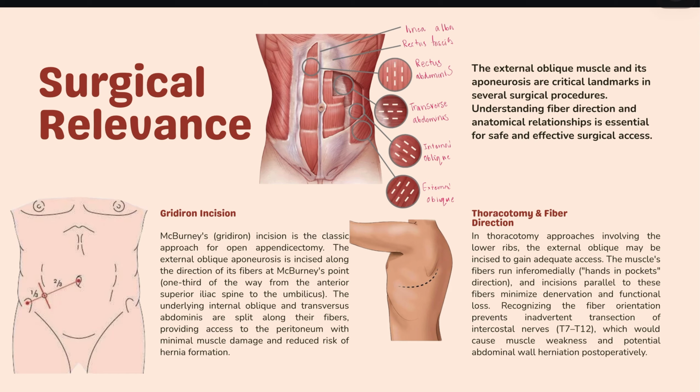The underlying internal oblique and transversus abdominis are split along the fibers, providing access to the peritoneum with minimum muscle damage and reduced risk of hernia formation. Thoracotomy. In thoracotomy approaches involving the lower ribs, the external oblique may be incised to gain adequate access. The muscle fibers run inferomedially, and incisions parallel to these fibers minimize denervation and functional loss. Recognizing the fiber orientation prevents damage to the intercostal nerves.